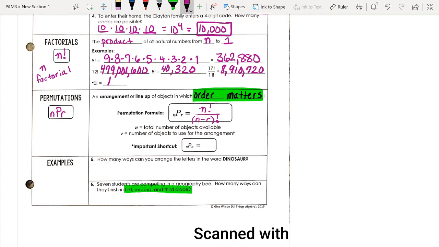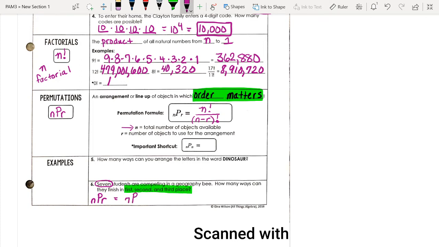All right, so here we go. 7 students are competing in geography bee. How many ways can they finish in first, second, and third place? All right, so our formula is nPr. All right, n stands for, look up here, the total number of objects available. So, how many people are competing in this race? All right, there are 7. Okay, so 7 is going to be our n.